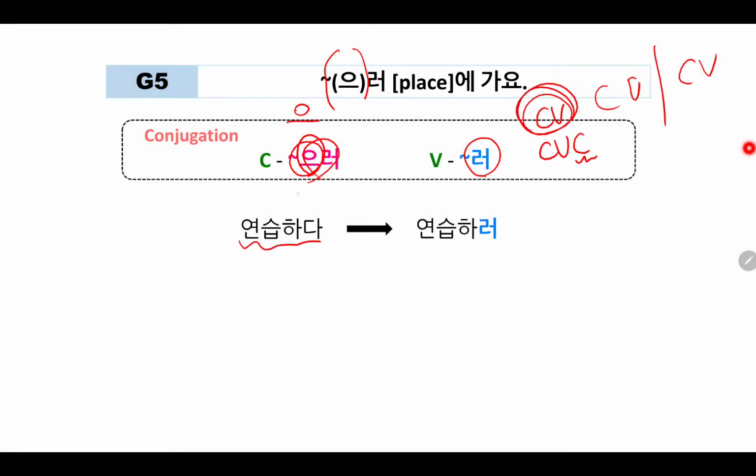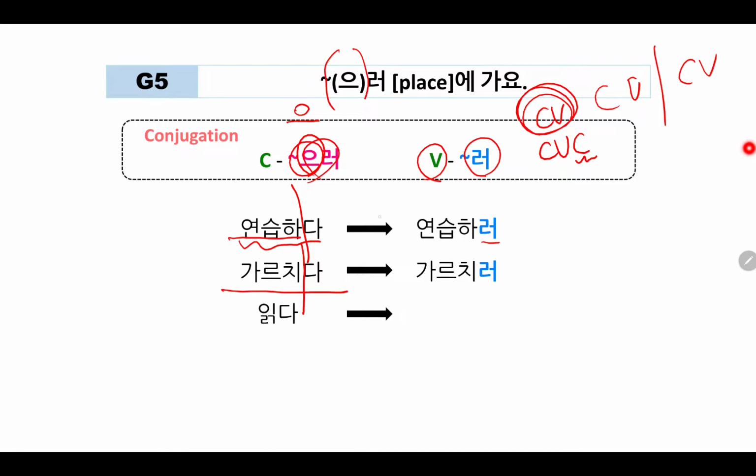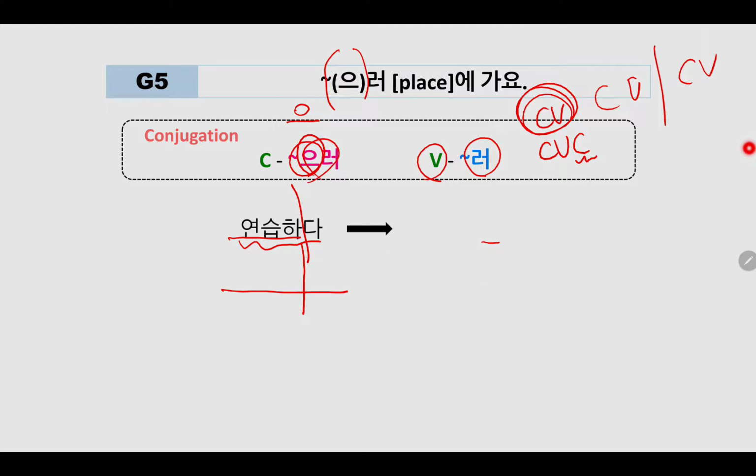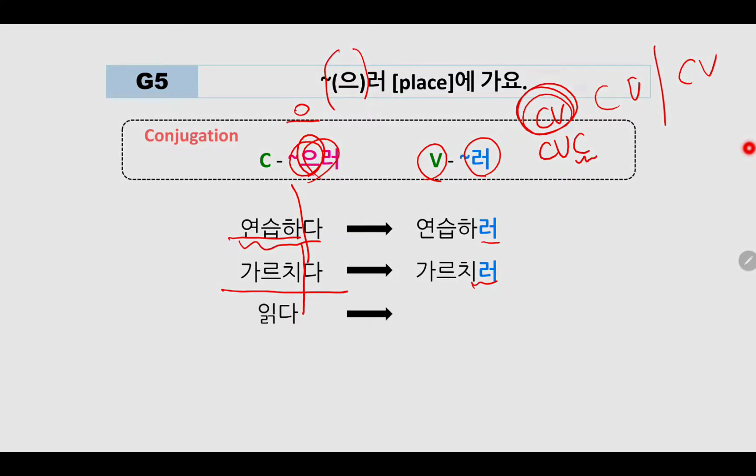연습하다, divided into stem and ending. 연습하, it ends with a vowel. So just put 러 here. 러. It means in order to practice, right? 가르치다, to teach, divided into stem and ending. 가르치 ends with a vowel, so it becomes 가르치러. Just put 러.